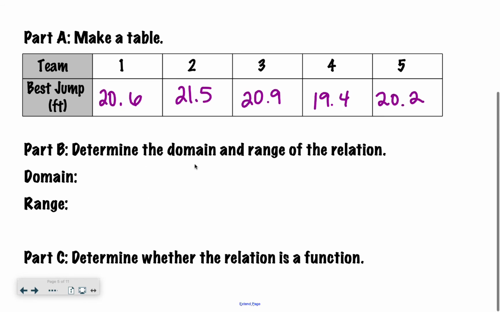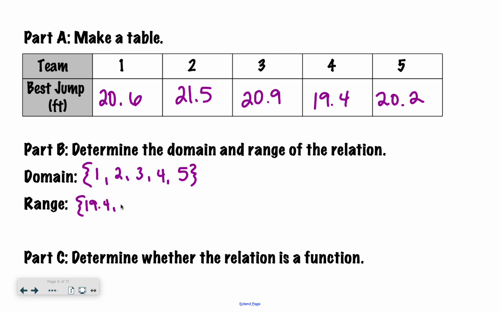All right, then we want to determine the domain and range. When you're looking at a table that goes left to right like this, your domain is the top line. That's your x value. So it's the team. In this case, that would be 1, 2, 3, 4, and 5. For the range, we are looking at these numbers. And remember, we try to list things in order least to greatest. So my smallest number is 19.4. The next one's 20.2, then 20.6, then 20.9, and then 21.5. So that's how I list my domain and range.